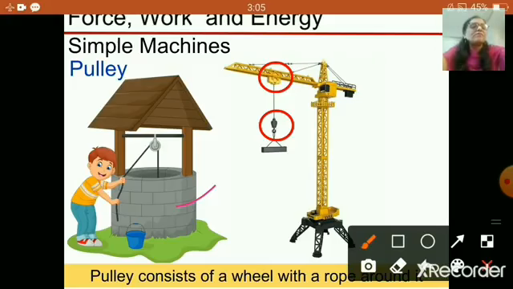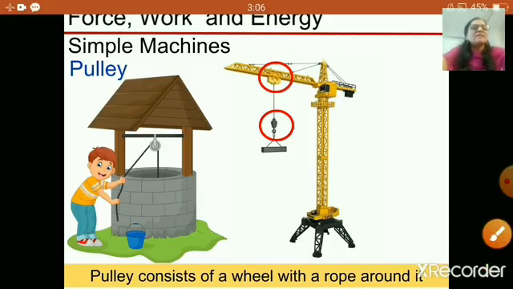Okay, it becomes easy. They attach the bucket with the rope and then put it in the well, and easily they can draw the water. See here also, this is a crane. Here also a pulley is used in both the places, right? This is how a pulley is used.